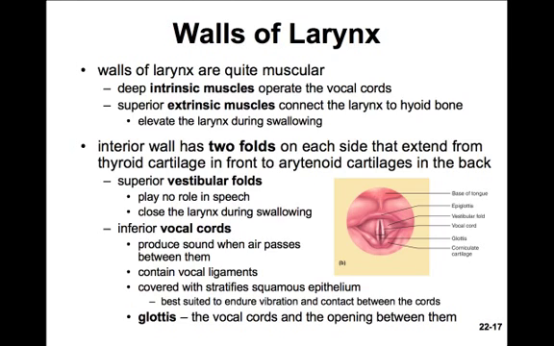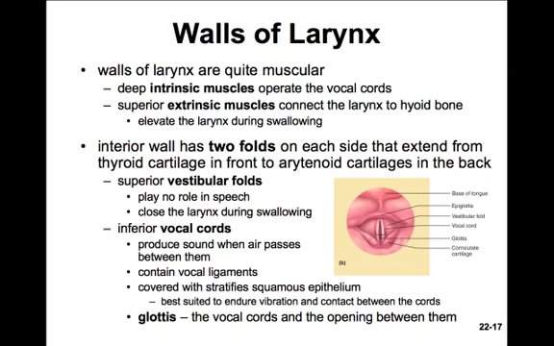So the walls of the larynx are actually quite muscular. There are some deep intrinsic muscles that operate the vocal cords, and then there are superior extrinsic muscles that connect the larynx to the hyoid bone. These are the muscles that elevate the larynx during swallowing to allow the epiglottis to seal off the gap.